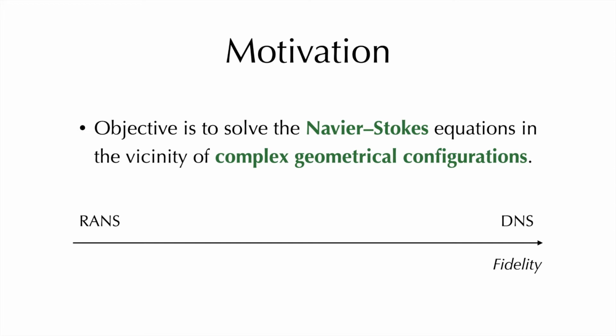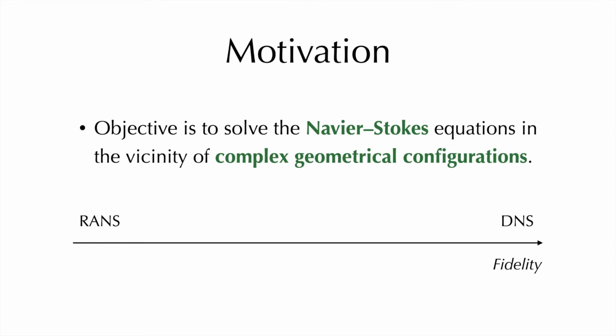Now, DNS has the advantage of being exceptionally accurate in a predictive sense. However, it's also extremely, almost intractably expensive for any real-world flows. As a point of reference, if you wanted to do a full DNS of a Boeing 747 at takeoff, it would take thousands of years, even if you had an exaflop-capable supercomputer. Whereas on the flip side, RANS is relatively inexpensive. You can do a RANS simulation on your laptop of a Boeing 747 at cruise in a few minutes.